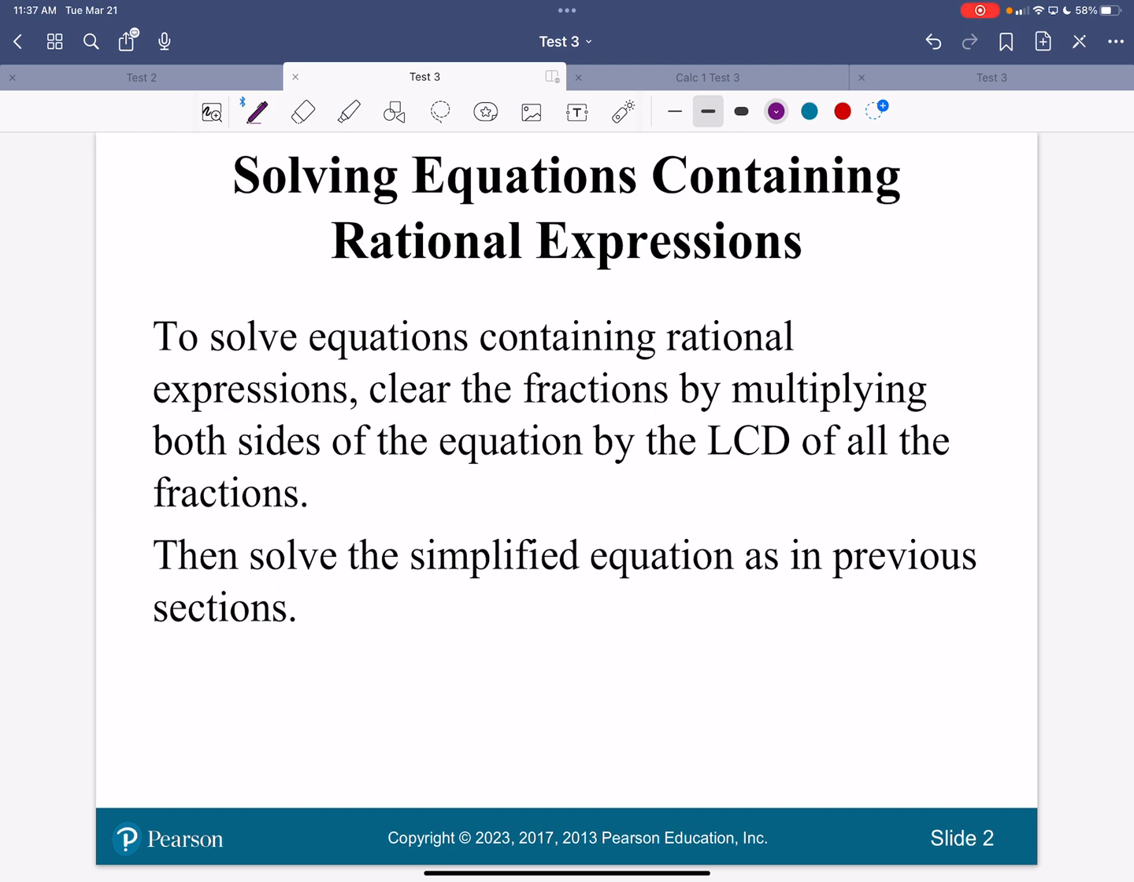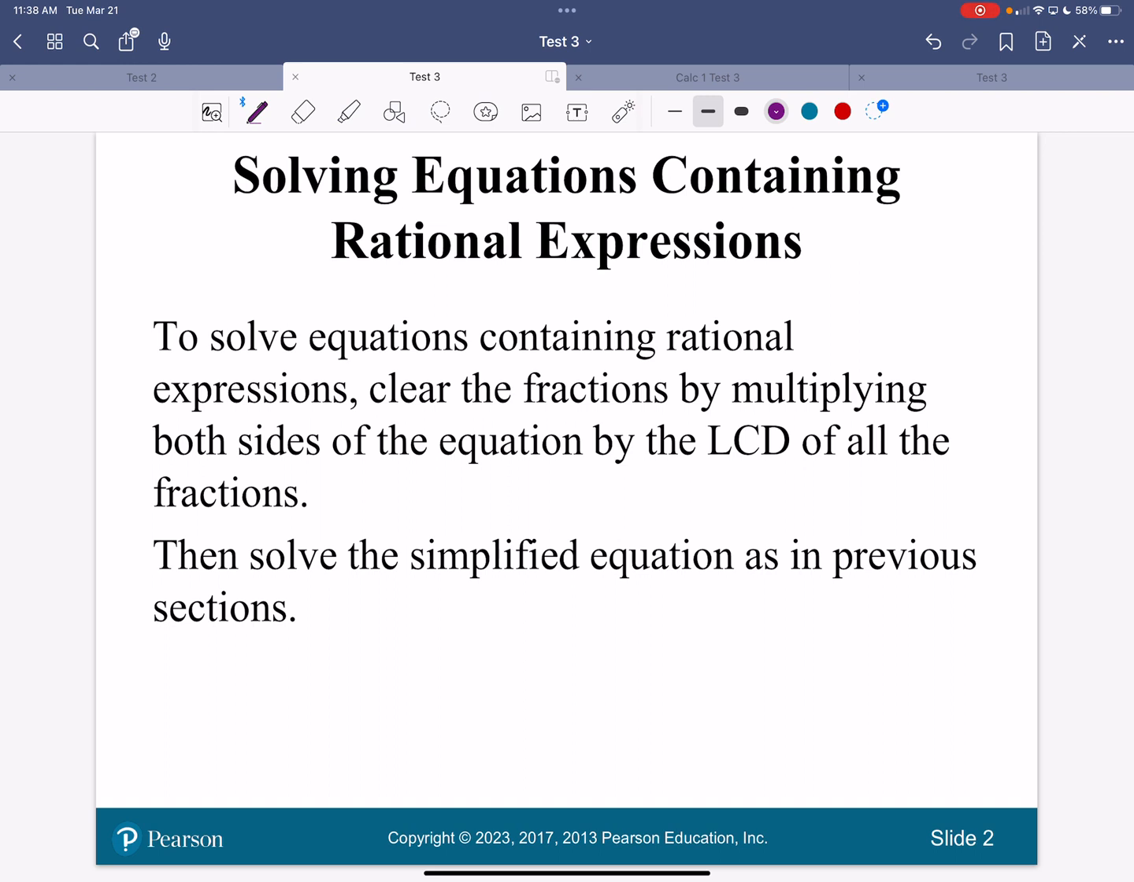To solve equations containing rational expressions, clear the fractions by multiplying both sides of the equation by the LCD. Okay, so we're still working with the LCD. That means we are still going to be working with factoring. Factoring is going to play a key role. Then solve the simplified equation as we've done in the past.